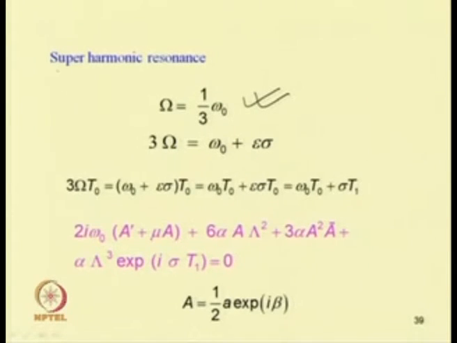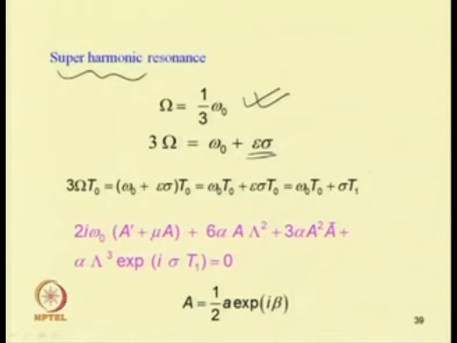That is known as the superharmonic resonance condition, because in this case the system will oscillate at a frequency omega, which is equal to 1/3 omega 0. Proceeding in the previous way, we can write 3 omega equal to omega 0 plus epsilon sigma, where sigma is the detuning parameter.